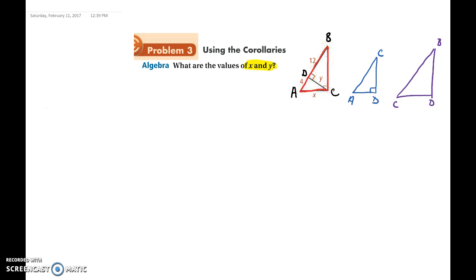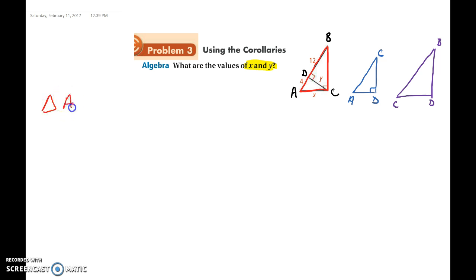All right, now something that we learned in our last video was if we have a right triangle and we draw an altitude from the right angle, we create three similar triangles. So that means this red triangle is similar to the blue one, and it's similar to the purple one. We know that for a fact. So we're going to draw out our similarity statement now.